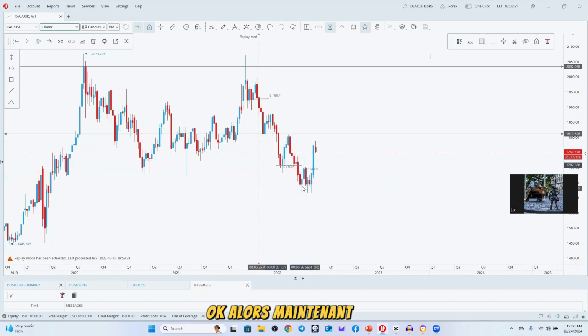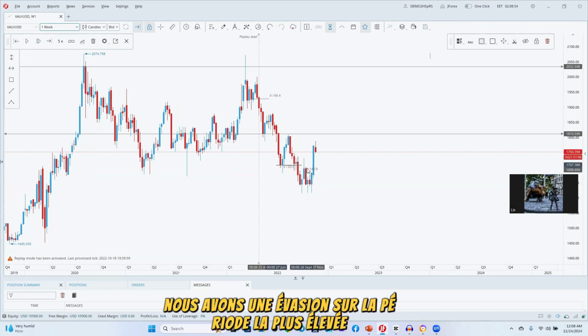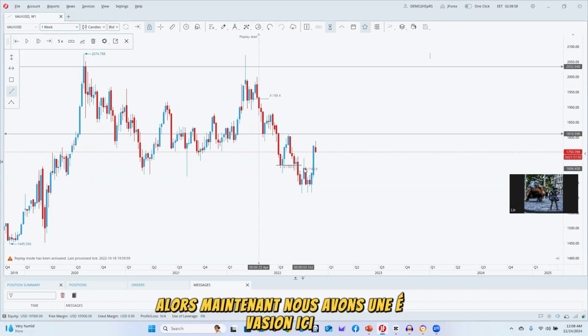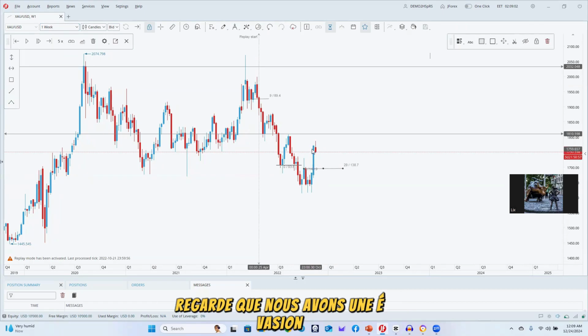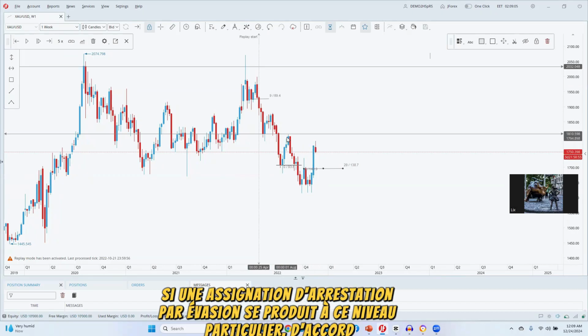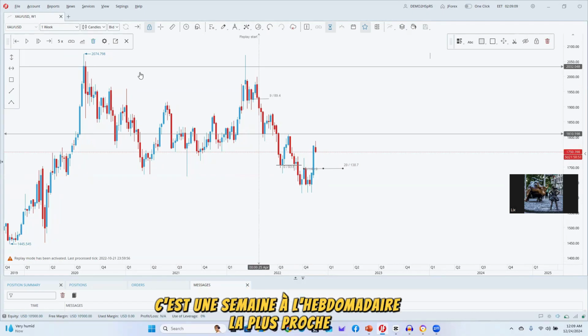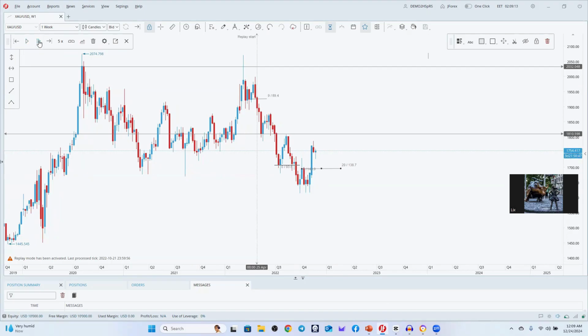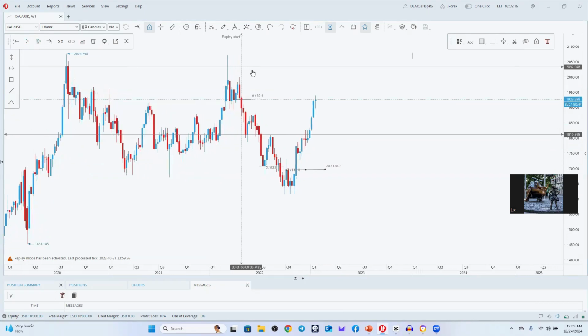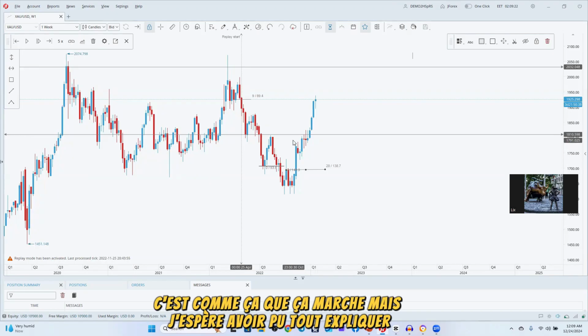Now we have a breakout on the higher time frame, the weekly. So now we have a breakout here. If a breakout, a reversal sign, happens on this particular level, which is a weekly, the nearest weekly, I'll see it to be a pullback. See, it pulled back small. All right, so that's how it works.